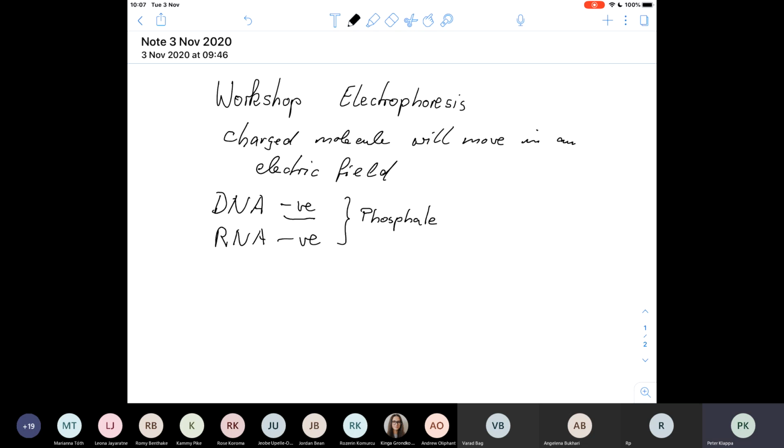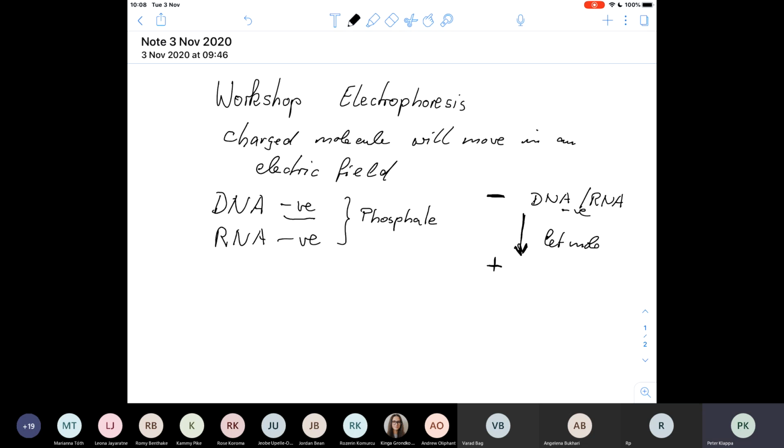And therefore, DNA molecules will move from the negative side to the positive side in an electric field. So DNA or RNA molecules will move from negative to positive because the molecules itself are negatively charged. Does that make sense? It's not rocket surgery.